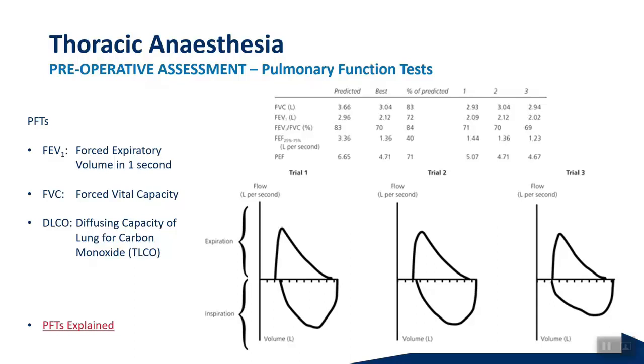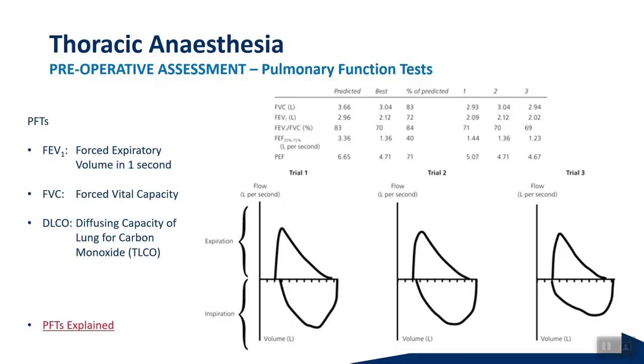FEV1 has been shown to be the best predictor of post-operative respiratory complications, which are a major cause of morbidity and mortality in thoracic surgery. This information allows us to identify high-risk patients that may benefit from pre-op interventions such as pulmonary rehab programs.